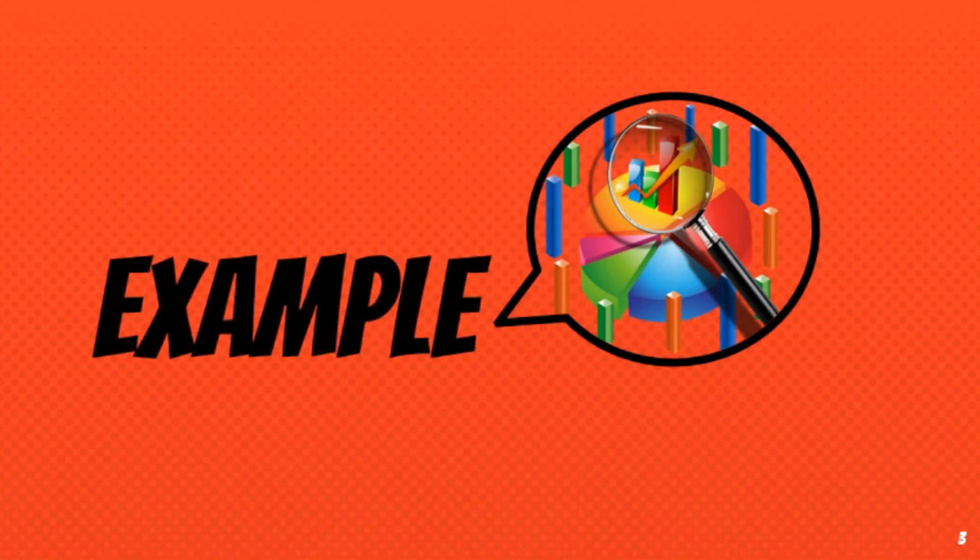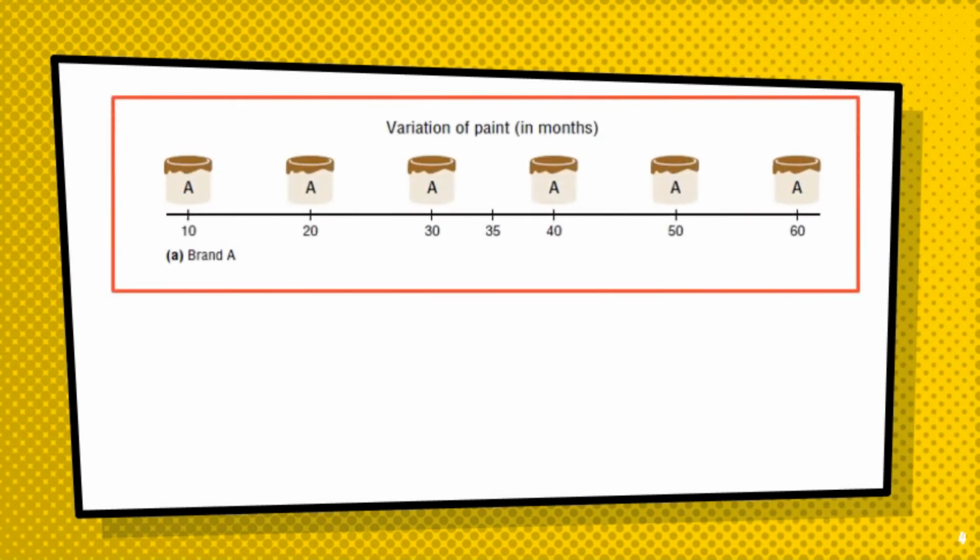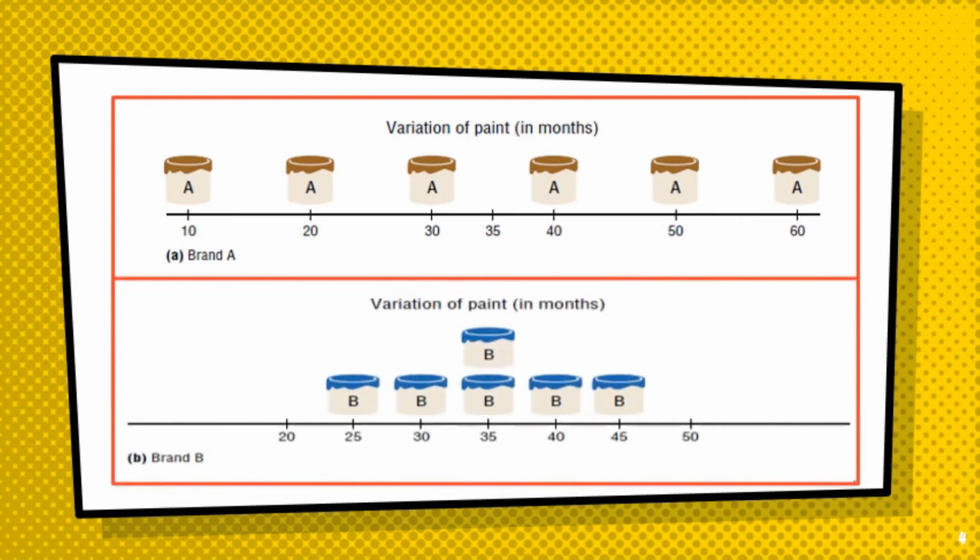Let's try this example, which is the comparison of outdoor paint. Find the ranges for the paints in this example. These are the illustration of the outdoor paint or the variation of paint in months. In brand A, we see here that the highest value is 60 and the lowest value is 10. In brand B, we see here that the highest value is 45 and the lowest value is 25.